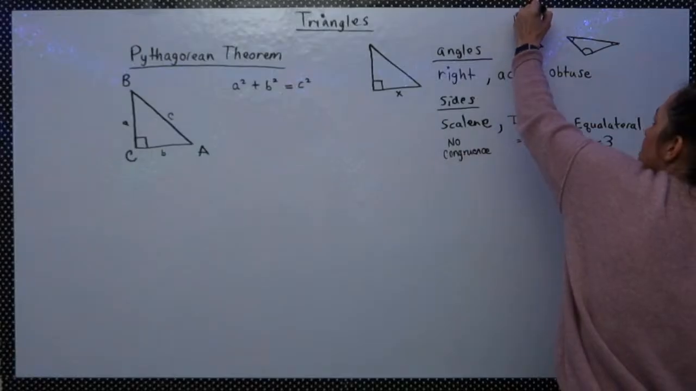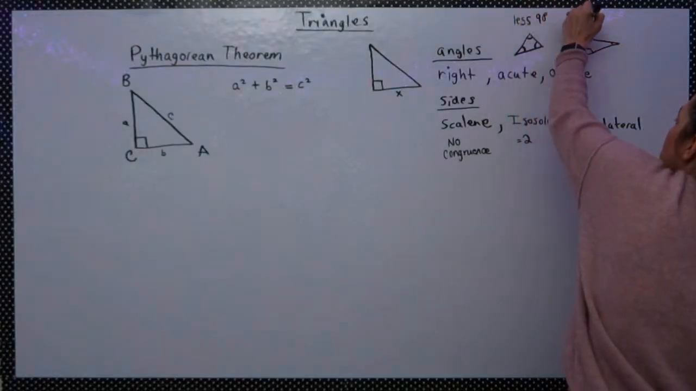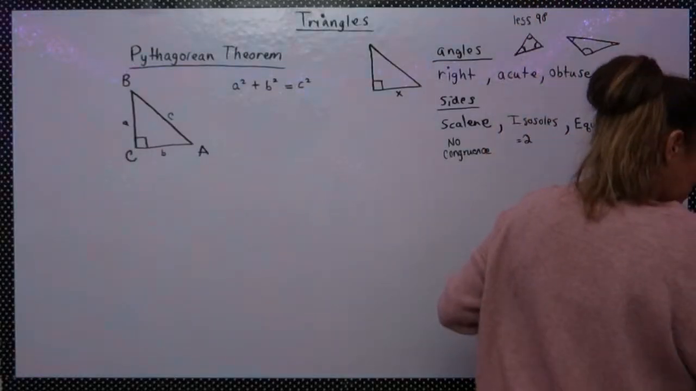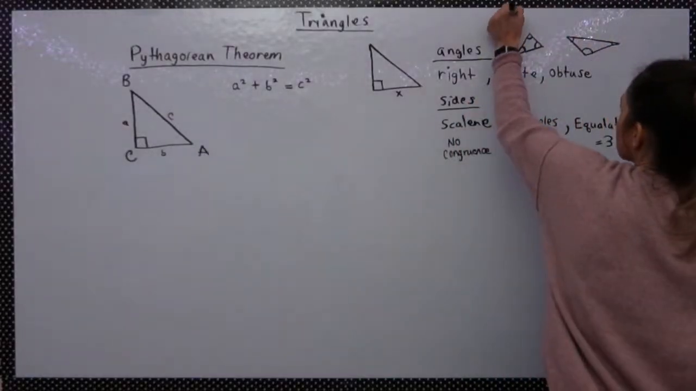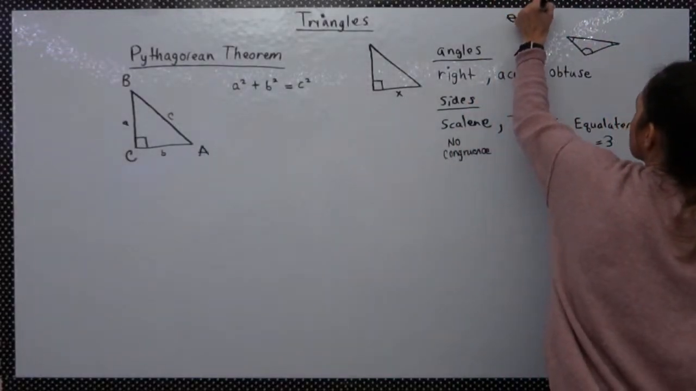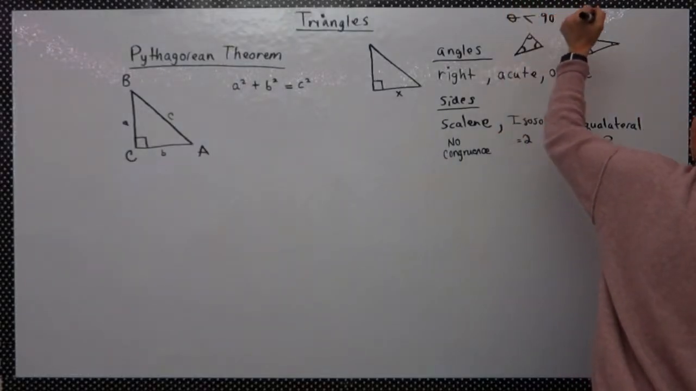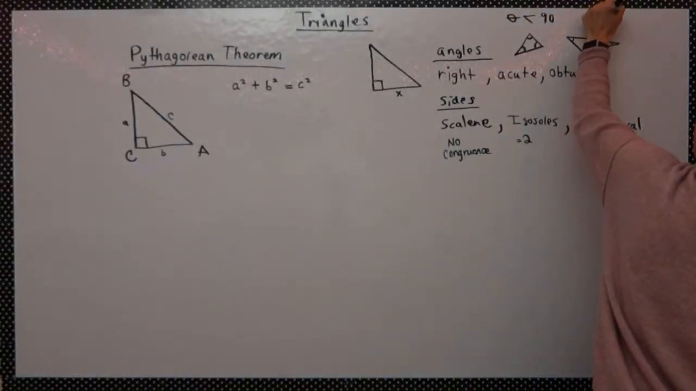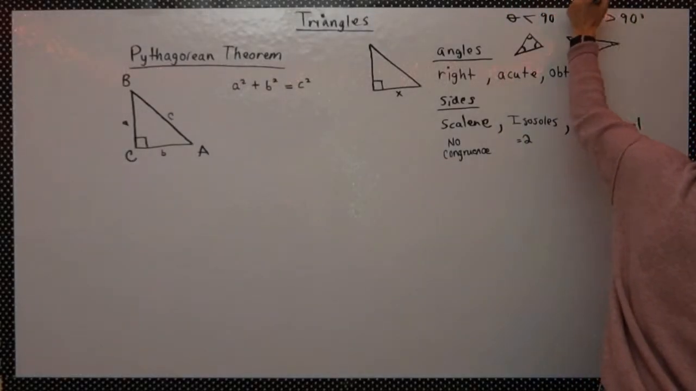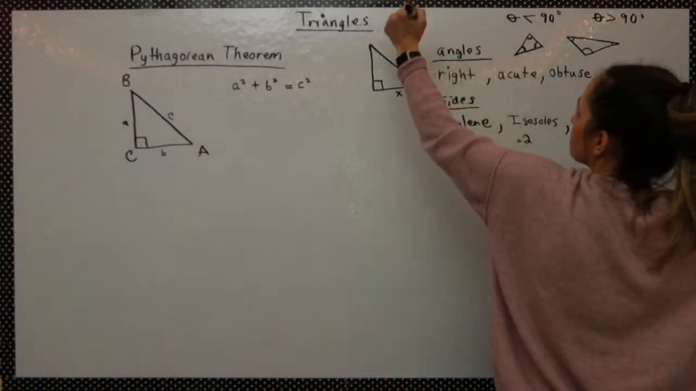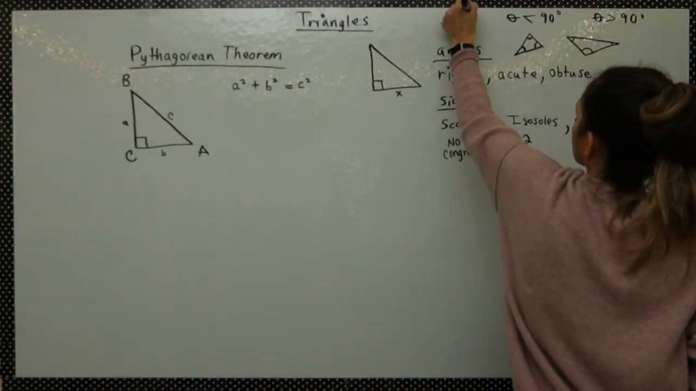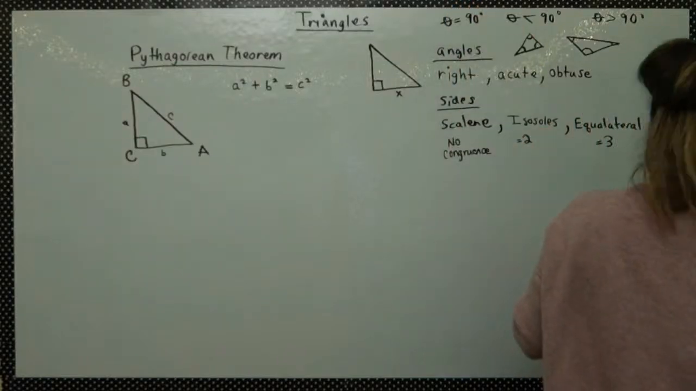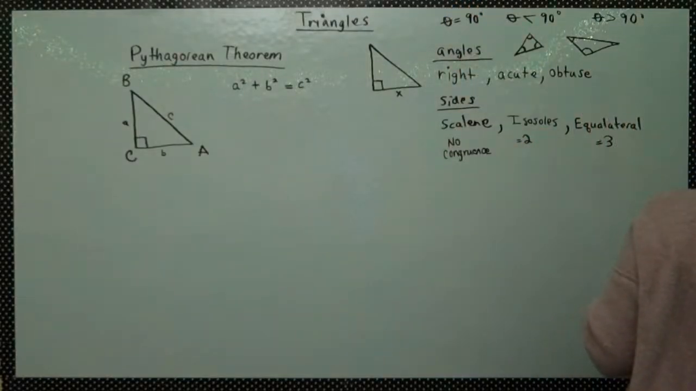Less than 90 degrees. Ooh, I should just do, we'll say theta less than 90, and I'll really be using math language. Theta greater than 90. And then your right angle is going to be theta equal 90 degrees. And that's basically how you classify triangles.